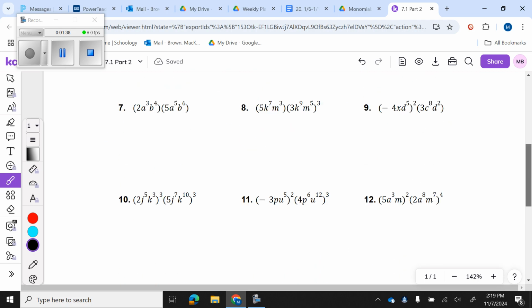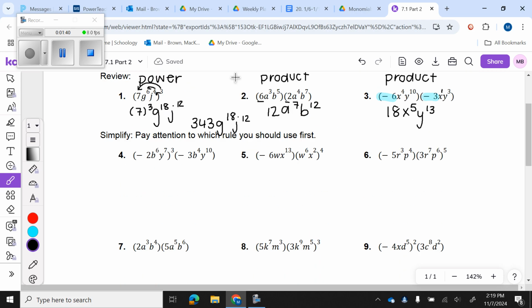All right, on these next guys right here, we're going to have to do the power rule and the product rule. Okay? It's kind of like order of operations. You're always going to distribute before you add. Okay? So right here, I'm going to look at this, and I have to deal with this power of this 3 first. So I'm going to have to do this power rule first for that 3.